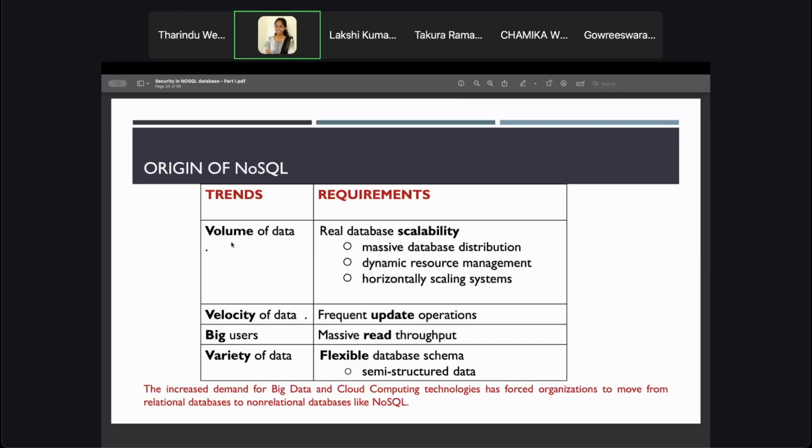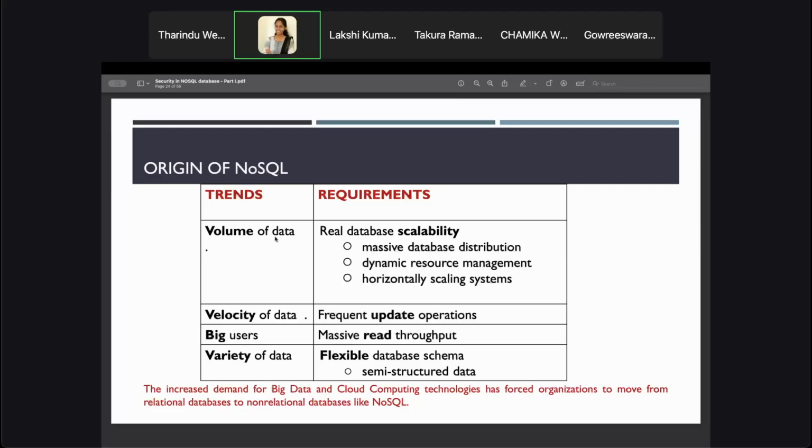In order to address those limitations, we are moving from SQL, the relational database, to NoSQL databases. Because the current trends are that the volume of data is high and the velocity of data is high. Velocity means frequent updates to data, and the number of users is very high, so the reads from those users are very high. And the variety of data, we have so much unstructured and semi-structured data. So these are the current trends.